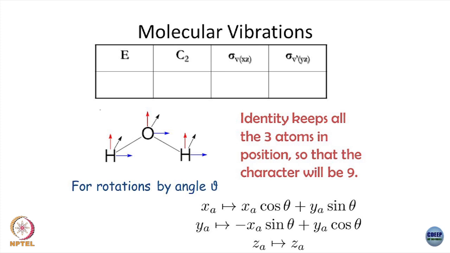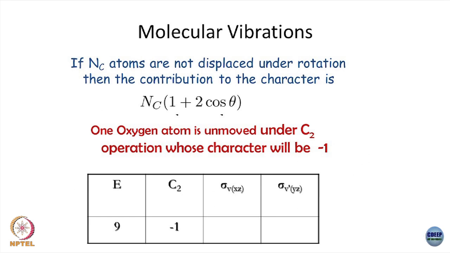But if you want to do rotation by an angle theta, I am taking theta to be arbitrary, which will be different for different groups, but a discrete value. Okay? So, if you take rotation by theta, the x, y and z coordinates for every atom will undergo this transformation. Okay. So, if you write the matrix which does this transformation and find the trace, the trace will give you 2 cos theta, right, and there will be a 1 for the z. So, it is exactly 1 plus 2 cos theta for an atom in the molecule. If there are NC atoms which are not displaced, okay.